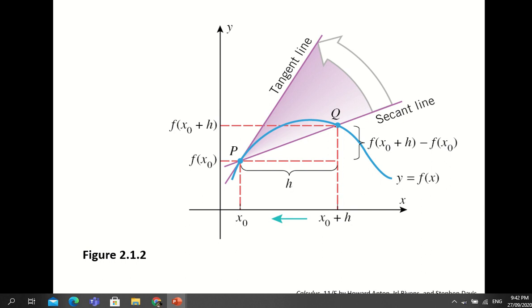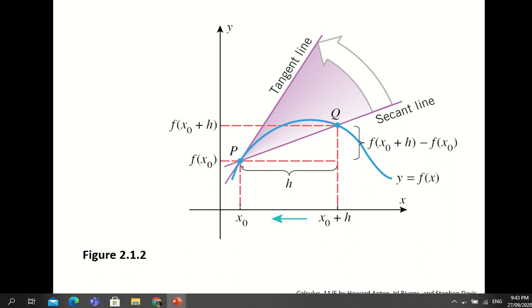Now the difference. If you look at the vertical distance between P and Q, which is equivalent to this one here, it is just the difference: the height of this point Q, which is f of x sub 0 plus h, minus the height of this point P. In other words, this is the difference between the two heights, the height of Q from the x-axis and the height of P from the x-axis. So that's why we have the difference here.